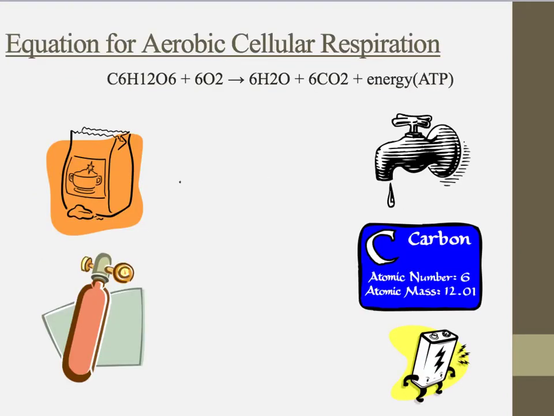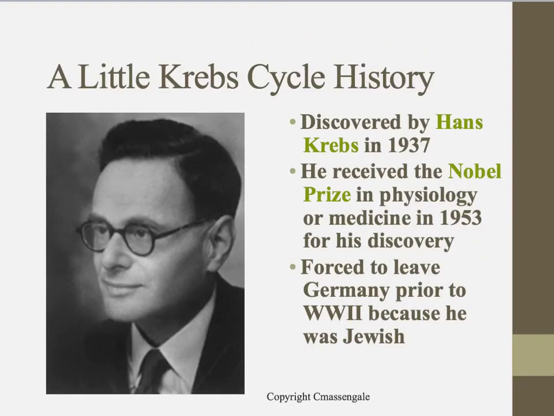So here is the equation for aerobic cellular respiration, and it gives you some little graphics to help you understand it. I mentioned that the next part of aerobic respiration is the Krebs cycle. So here's a little bit of history.